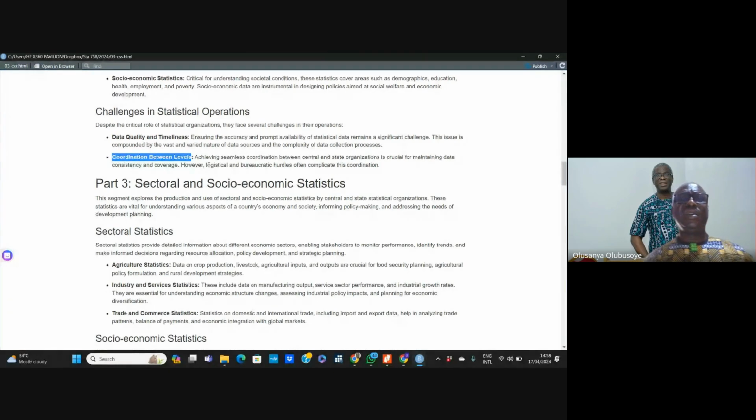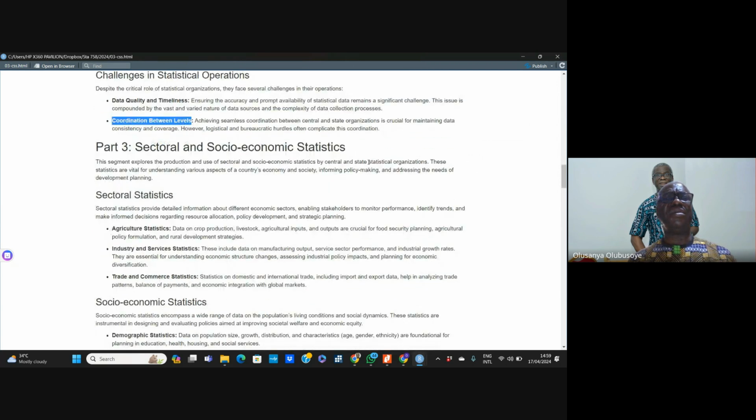So coordination problem is usually there. So that leads to inconsistency in data, and sometimes you have data for some states and you will not have data for some states. It's part of coordination problems.